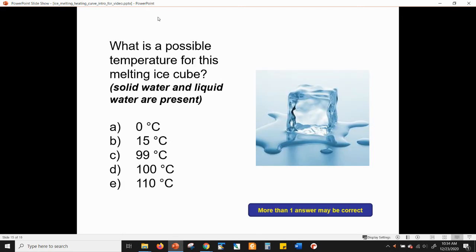What is a possible temperature for this melting ice cube where solid water and liquid water are both present? Hit pause. Okay, that has to be happening at 0 degrees. That's the melting point or freezing point, and that's when you've got two phases present. If it was above that, it would be all liquid. If it was above the melting point, you would have only one phase. You'd have all liquid water.